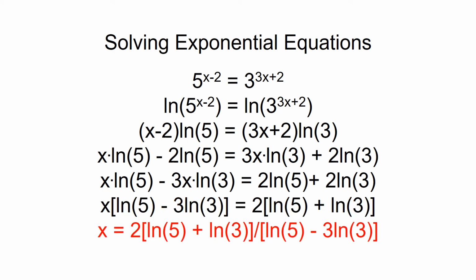Divide both sides of the equation by the natural log of 5 minus 3 times the natural log of 3, leaving x alone on the left side of the equation. And then we get an expression which we could simplify with a calculator, or we could just leave like this.